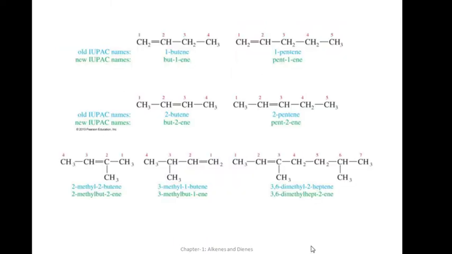Look at a few more names here. See here, we have the old method of giving IUPAC names and there are new methods. Old method is 1-butene. New method is you're going to split this here and you're going to write where the ene is: but-1-ene. Here this is 1-pentene; it is pent-1-ene. This is 2-butene, but-2-ene. 2-pentene, pent-2-ene. Like that, we have all these other examples.